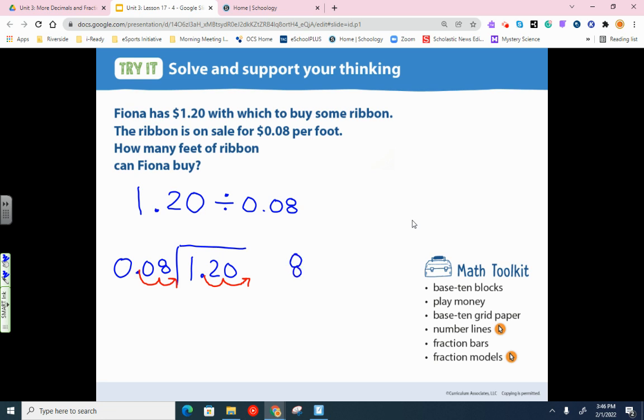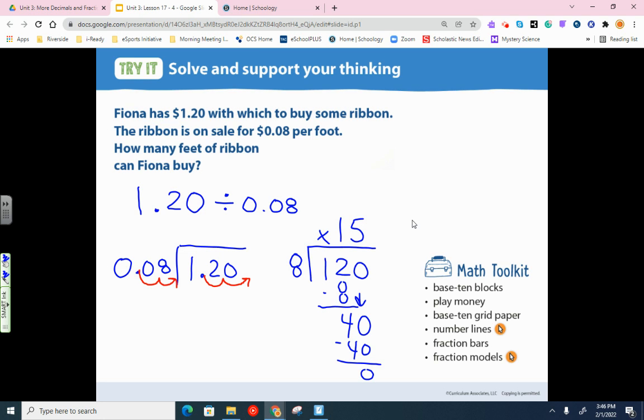Our 8 hundredths is now 8, and our 1 and 20 hundredths is now 120. So now we just do regular division. We don't have any decimals to deal with now. We've got everything set up for us. So our 8, we have to check if it goes into 1. It doesn't. Then we see if 8 can go into 12. It goes in once, and 12 minus 8 is 4. Bring down our 0. 8 goes into 40 5 times, and we have a remainder of 0.